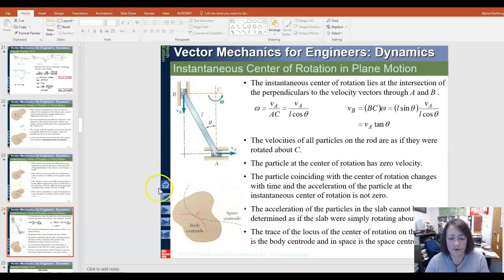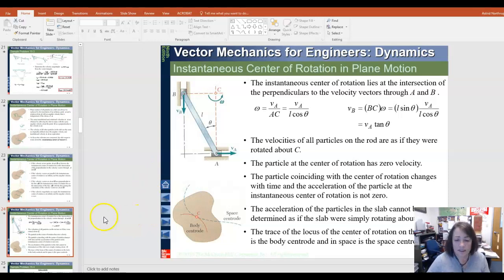Now here is something about the way that motion moves. The motion of point C, the particle coinciding with the center of rotation, changes with time, and the acceleration of the particle at the instantaneous center is not 0. Right? It is the instantaneous center of rotation. It is not an instantaneous center of acceleration. This only works for velocities.